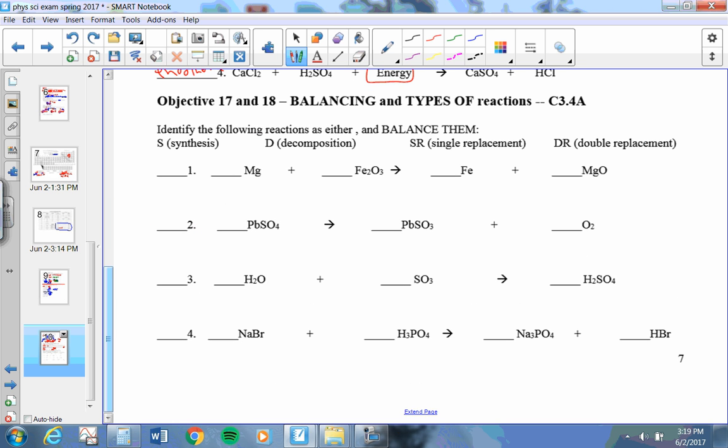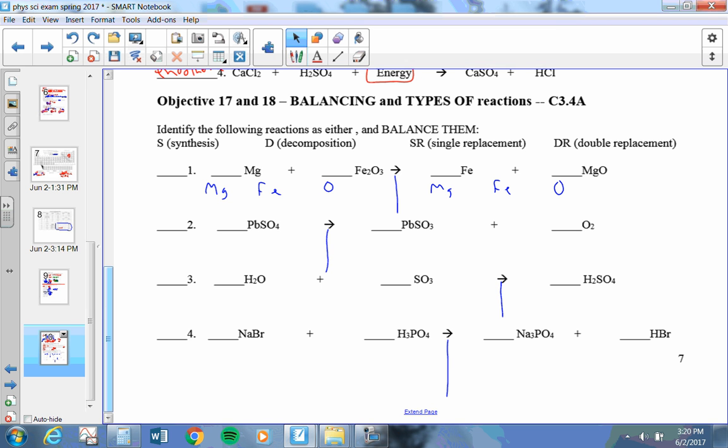Home stretch, balancing some equations. I'm going to put a line underneath every arrow. That way I can count up what's going on. I need to balance Mg's, Fe's, and O's on this side, Mg's, Fe's, and O's. I put it in the same order so that I can go down the line and compare. First things first, count up what is there already.